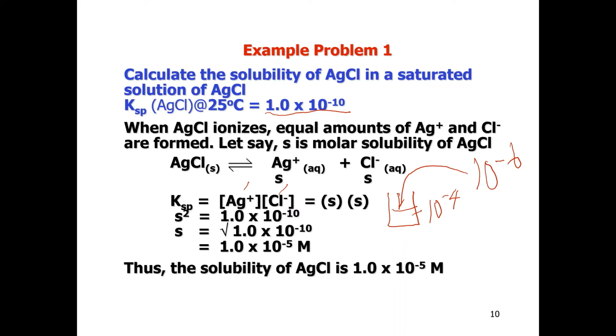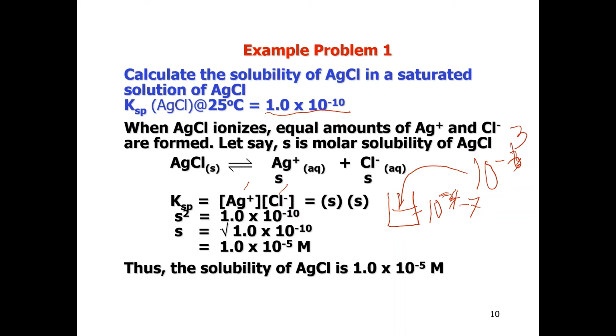Now, if I change this Cl minus, rather than minus 4, it becomes minus 7, which is a very low concentration. So the concentration of Cl minus is 10 minus 7. What is the amount of silver that we have to add? So it becomes 10 minus 3.